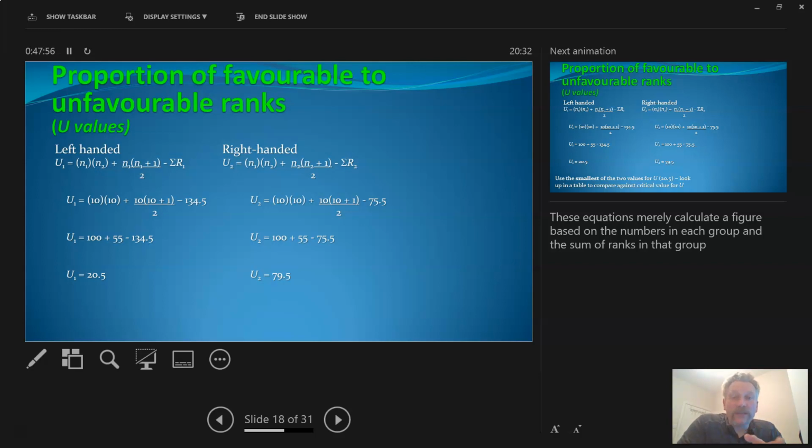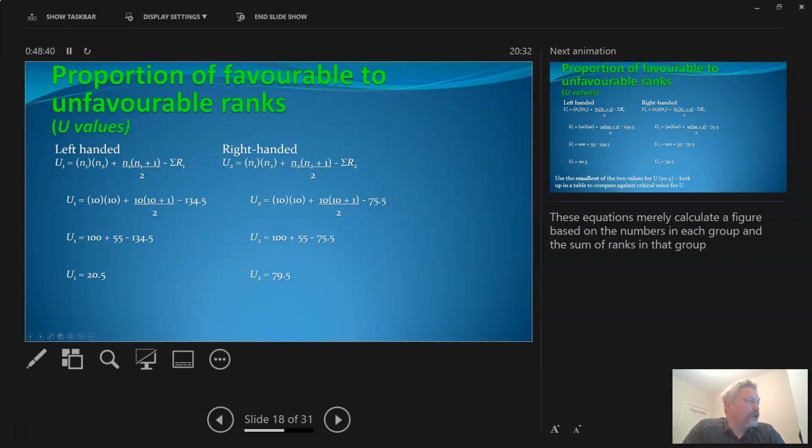Again, what the software does for us, it continues on to the next stage, and it calculates two values of U. And basically this U is a kind of factor of how many participants you've got in both of your groups by the total rank score of the first group. And it does that again for the second group as well. So you can see it's the same base set of scores, but we're just subtracting from that the total set of scores from the first group and from the second group. So from left-handed people and right-handed people.